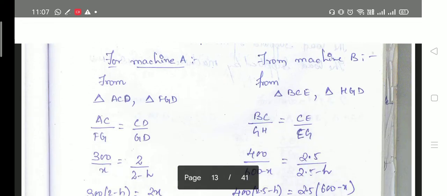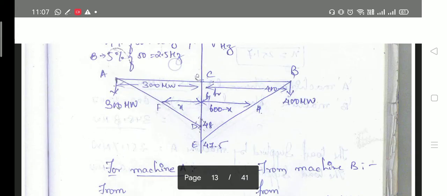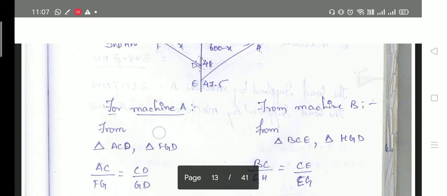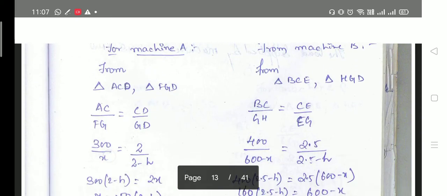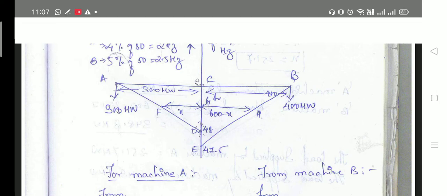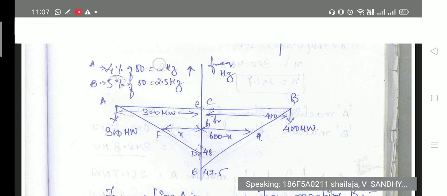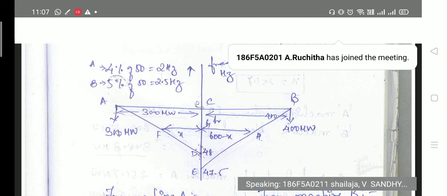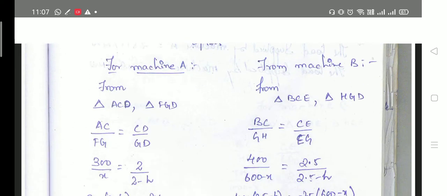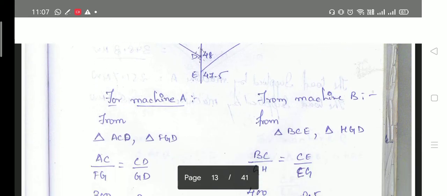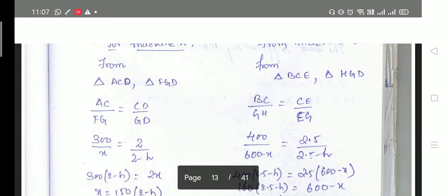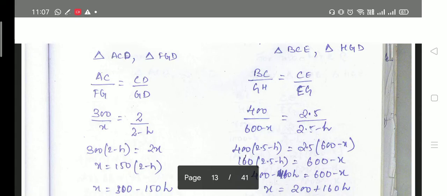So from this, AC is 300 megawatts and FG is X. I am substituting the values. AC value is 300 and FG value is X. Here CD is the drooping frequency, that is 2 hertz, and GD we can take as 2 minus H.